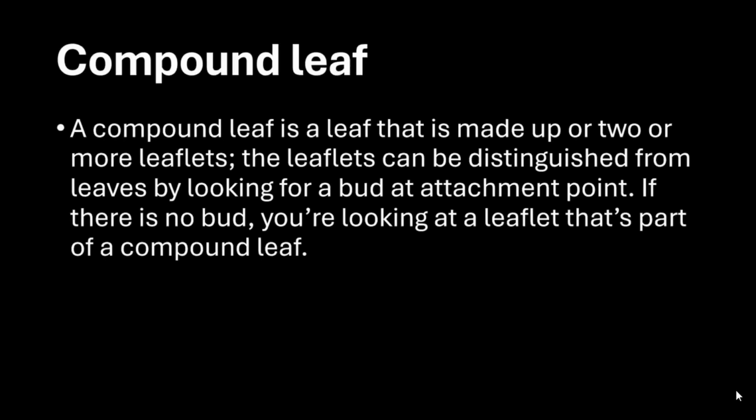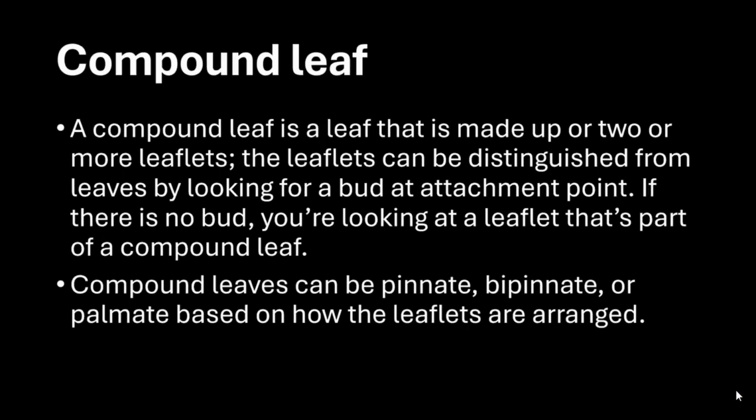Compound leaf. A compound leaf is a leaf that is made up of two or more leaflets. The leaflets can be distinguished from the leaves by looking for a bud at the attachment point. If there is no bud, you're looking at a leaflet that's part of a compound leaf. Compound leaves can be pinnate, bipinnate, or palmate, depending on how the leaflets are arranged.